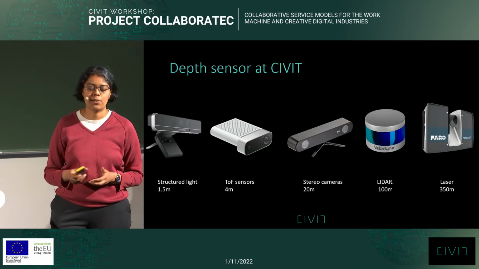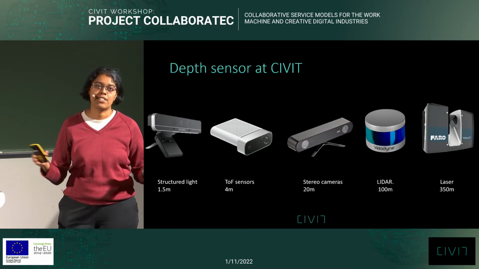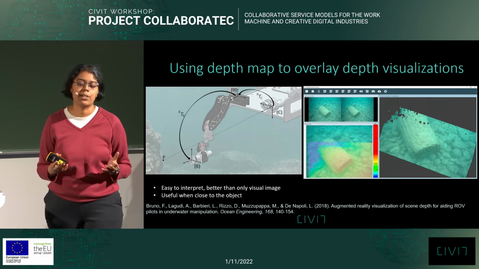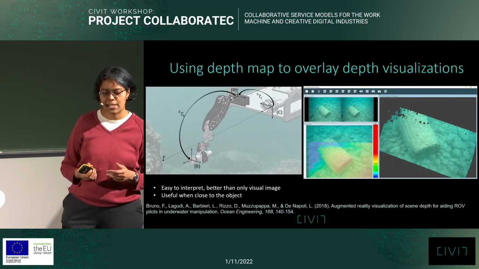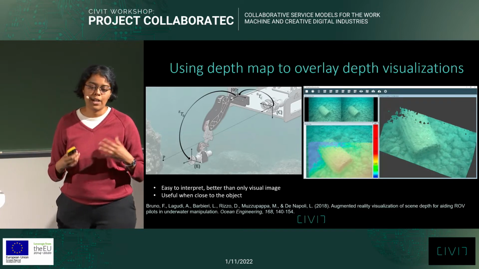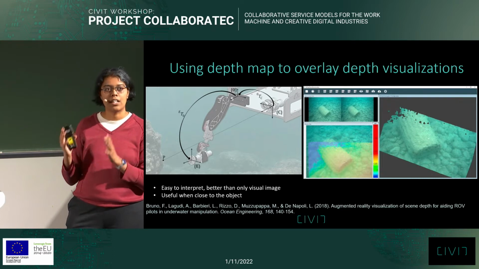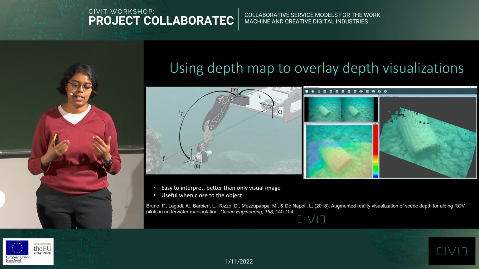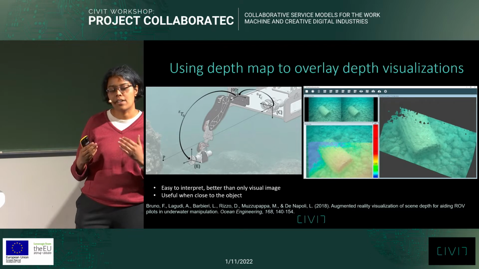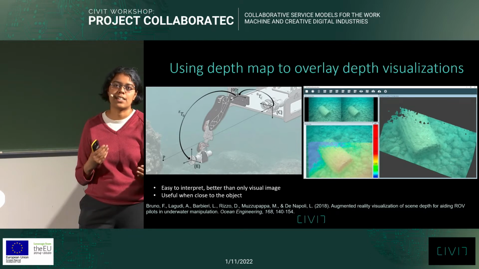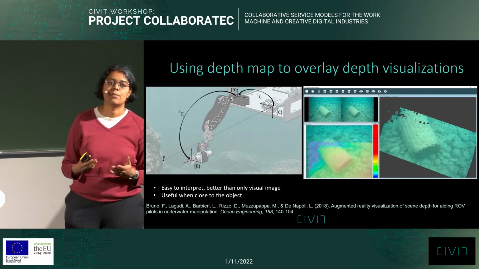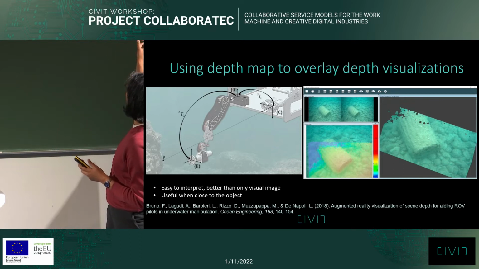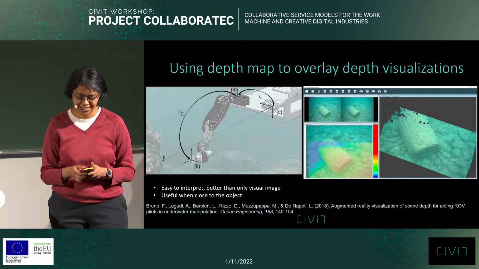And at CIVIT, we have various sorts of depth sensors which can be used to sense various distances. Here we've shown how a depth map can be used for teleoperation. There's this paper which has been studying whether overlaying depth on a color image helps for teleoperation. What they found is that it really helps the teleoperators to understand when the arm is close to the object. That's the critical time when they need that information, and in that case, it helps to overlay that depth information. Here you can see the depth map is overlaid as a heat map. I'll show that again.